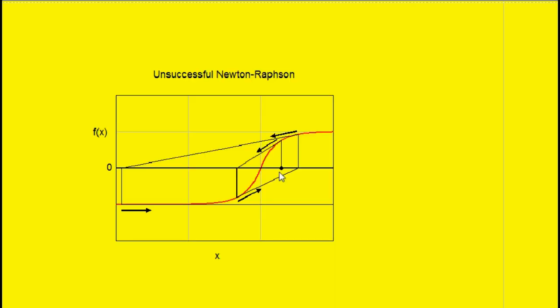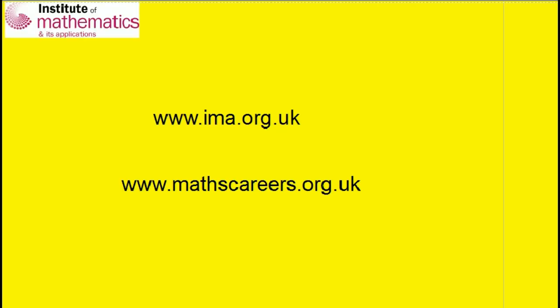You should note that there are situations where the Newton-Raphson method doesn't work. With the sort of curve shown here, for example, the iterations wind round the root at ever-increasing distances from it. However, when it does work, it tends to do so relatively rapidly. That brings this video on numerical solutions of algebraic equations to an end.